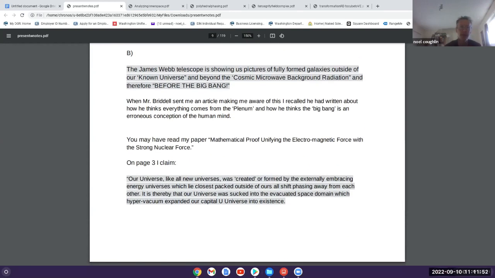Mr. Bedell made me aware that the James Webb Telescope showed us pictures of fully formed galaxies outside of our known universe and beyond the cosmic microwave background radiation, therefore, before the Big Bang.